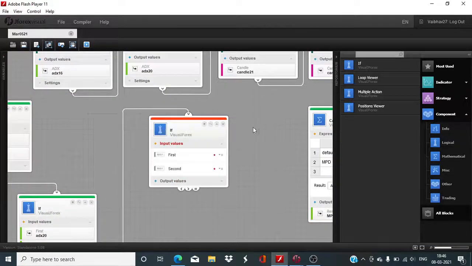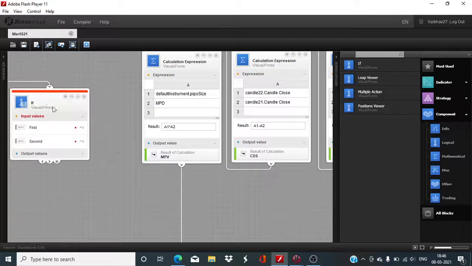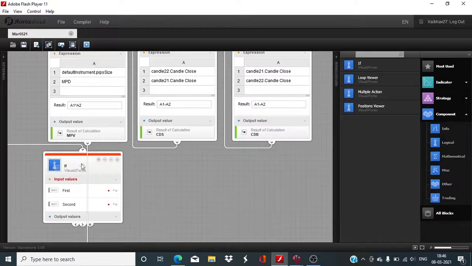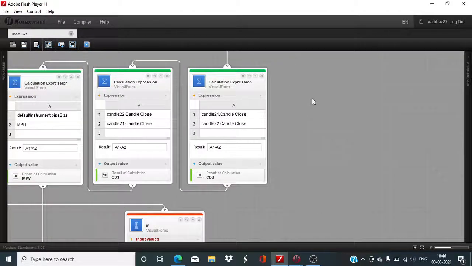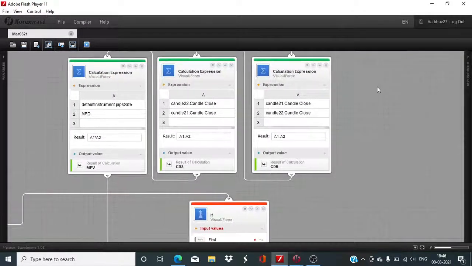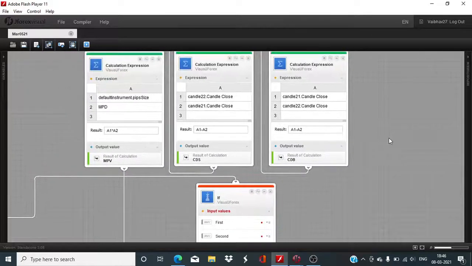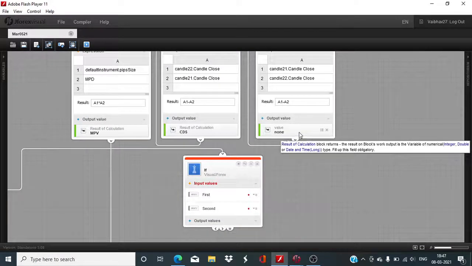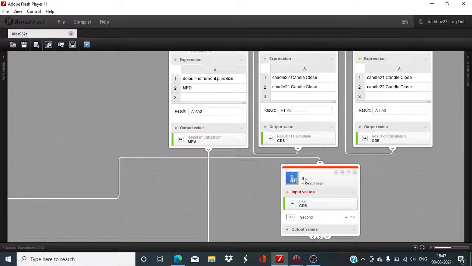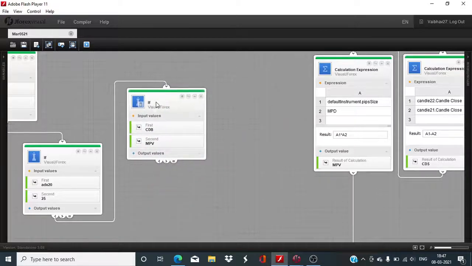Then we want enough volatility to be there, and for that we will be looking at the price difference of the last hourly candle close, which is candle 21, and it should have closed higher compared to the candle 22 which closed 5 hours back. So here this is the price difference, and it should be greater than the minimum defined condition. Okay.